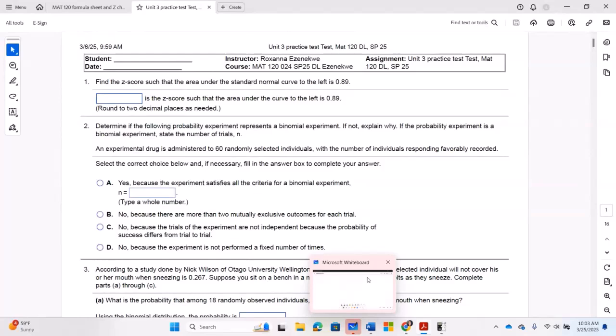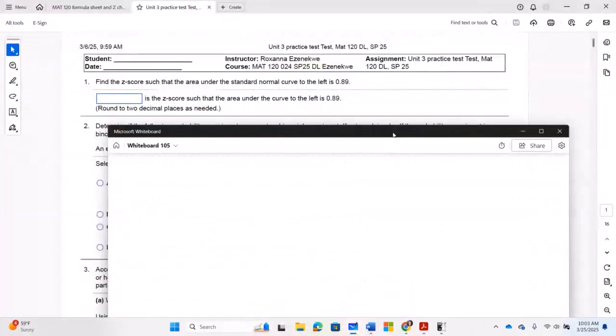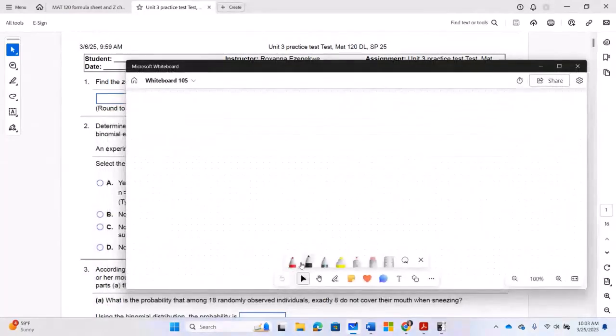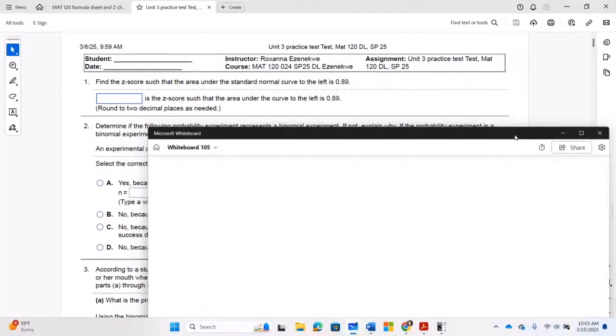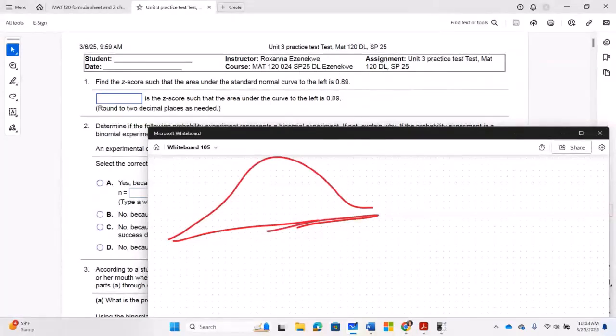So I am going to draw the normal curve for number 1. It doesn't look straight, but that's okay. So this is number 1. And they told me that the area is 0.89. So they give me the area inside the normal curve.